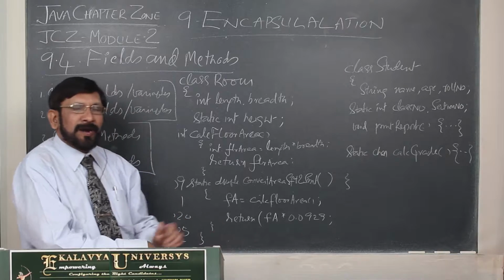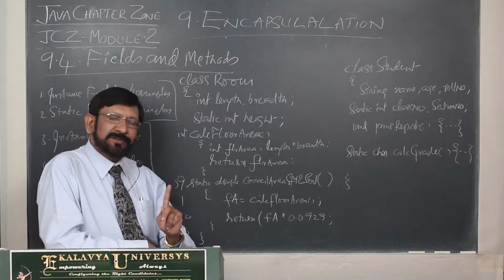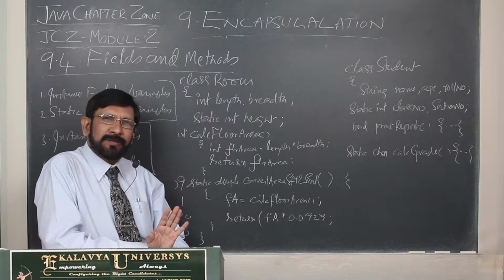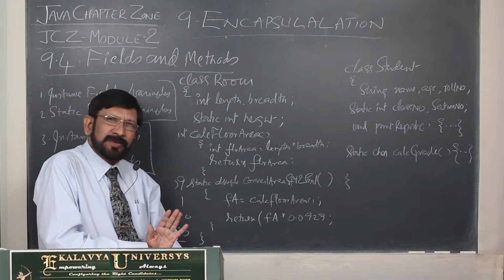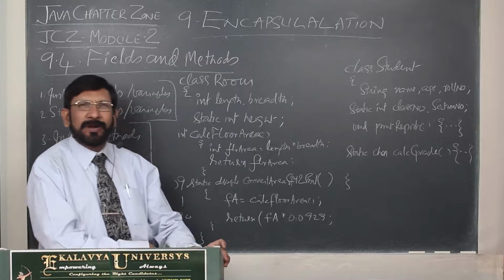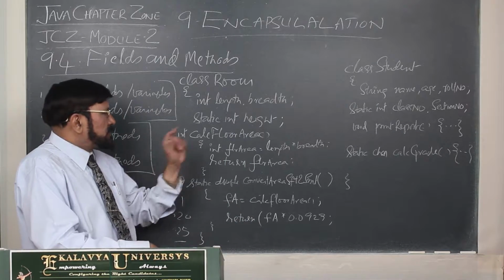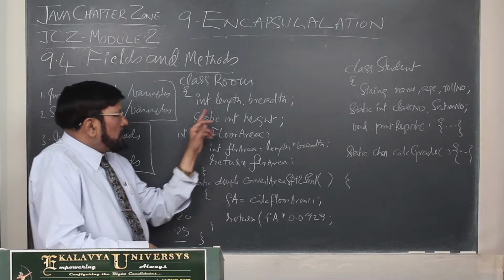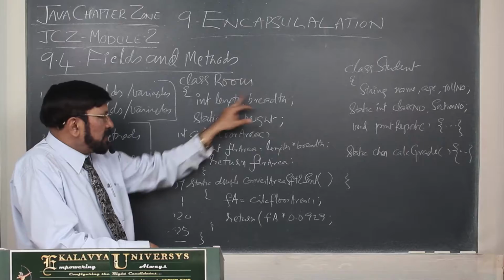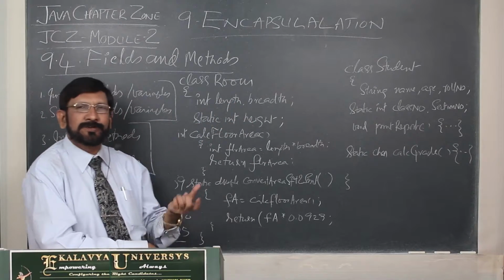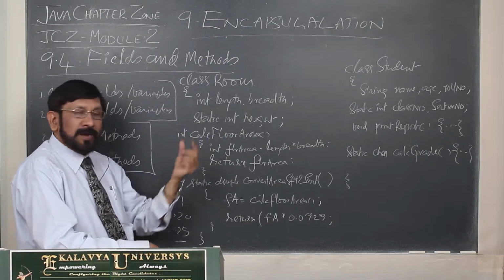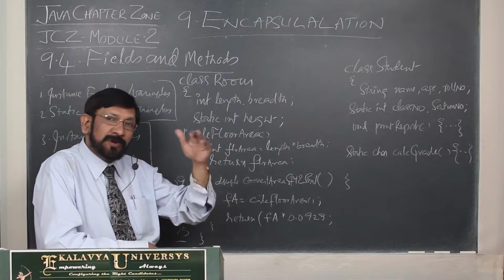unique. But as far as height is concerned, in most buildings the height is the same for all the rooms, except in some special cases. In all buildings, the height of all the rooms is the same. So for this purpose these are defined as instance variables. Instance means object. These are object oriented. A drawing room, because we have to store different values.